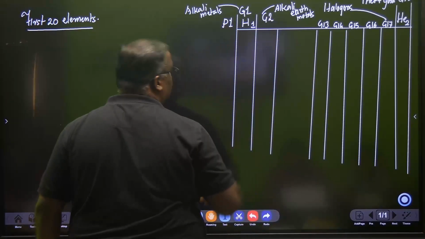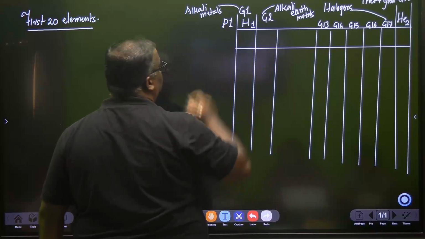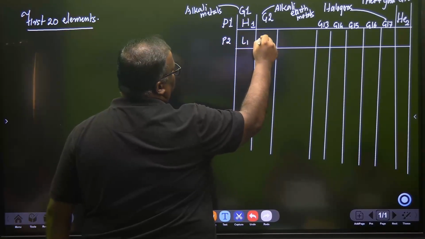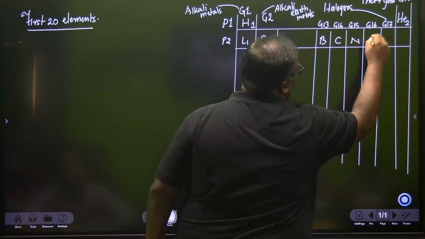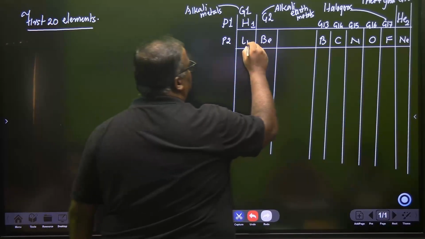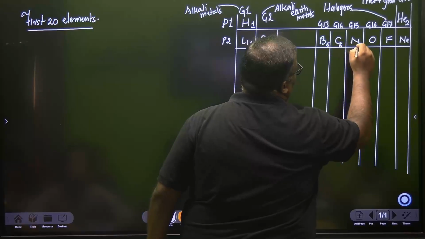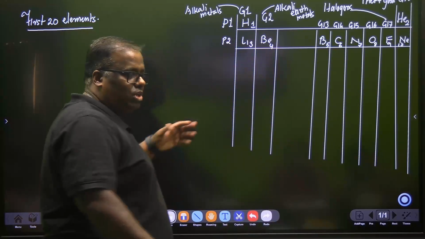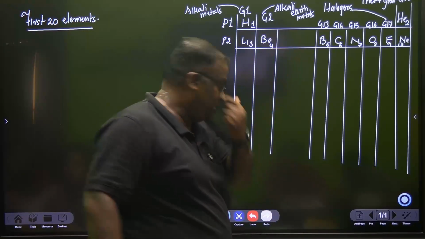Next starts our next period. So this is period number 2. Lithium, beryllium, boron, carbon, nitrogen, oxygen, fluorine, neon. Okay, so you can name them. This would be 3, this would be 4, this would be 5, 6, 7, 8, 9, 10. Slowly, as you keep on learning, you will learn so many techniques after which this will become very easy. You need not memorize at all.